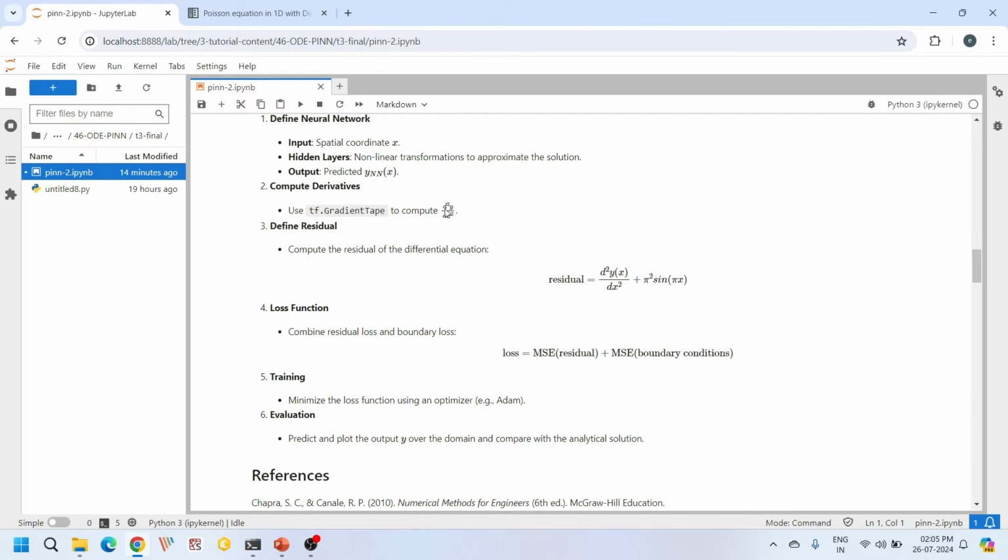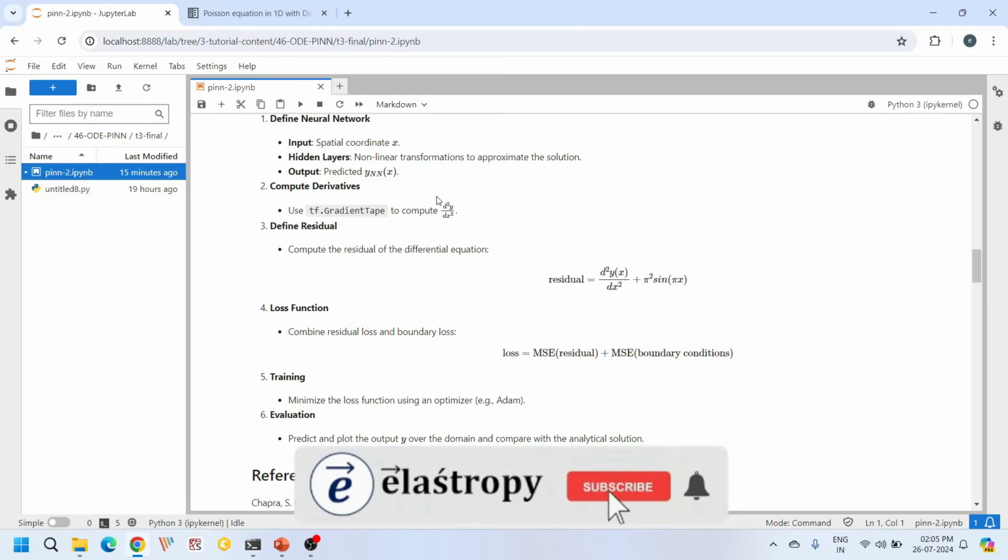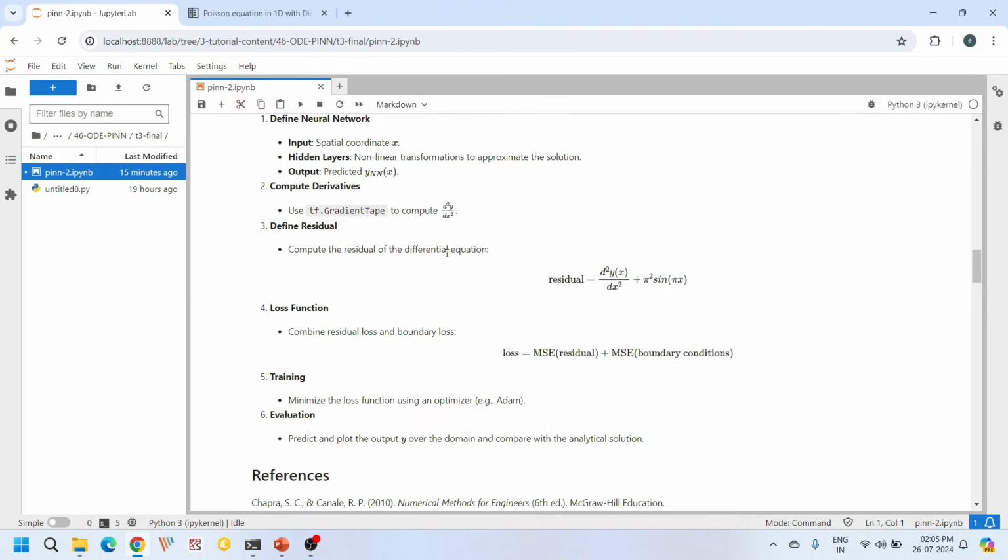Next, we compute the derivatives. In this example, we require only one derivative, that is d square y by dx square, that is this. So we evaluate this derivative using automatic differentiation. Next, we evaluate the residual, that is d square y of x by dx square plus pi square sin pi x.